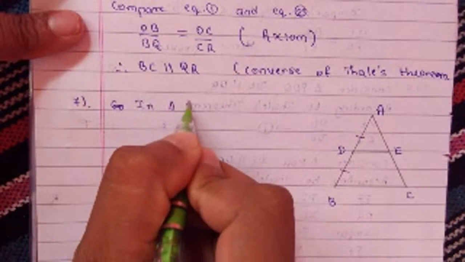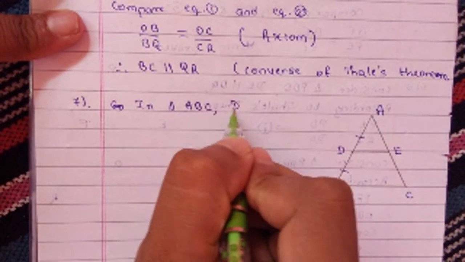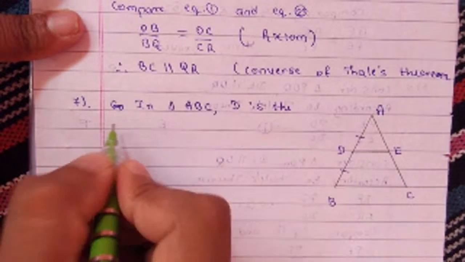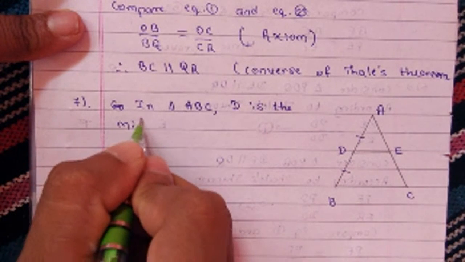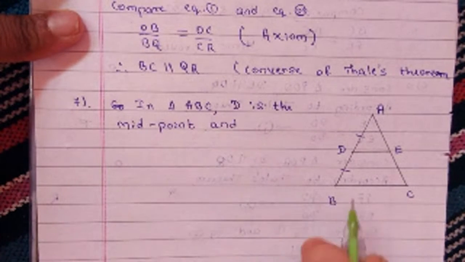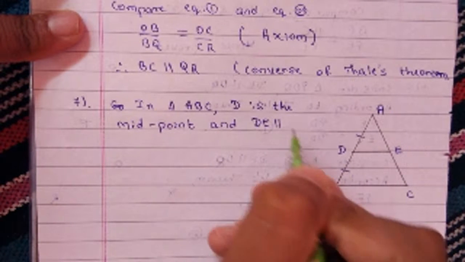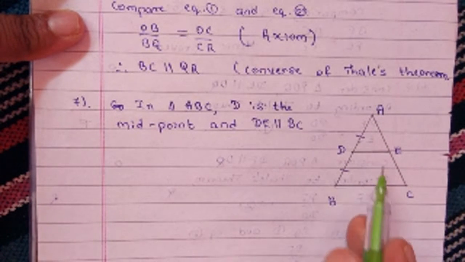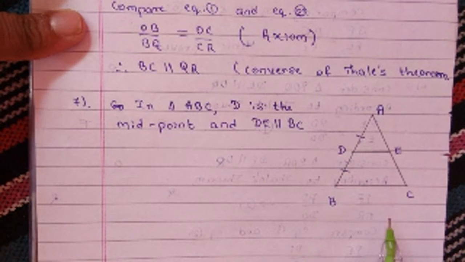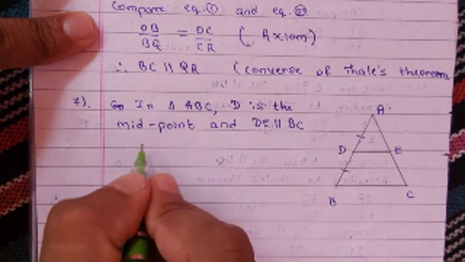In triangle ABC, D is the midpoint, and DE is parallel to BC. So when D is the midpoint, what happens?